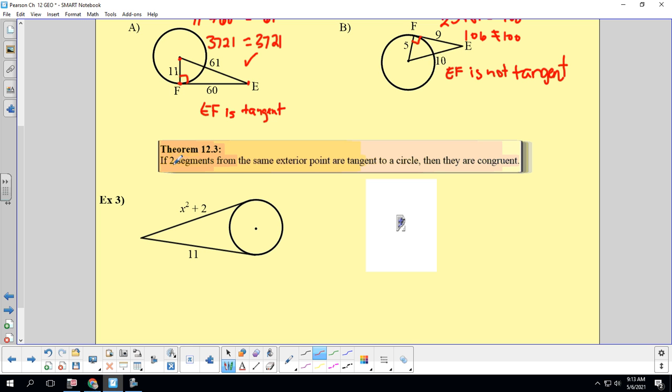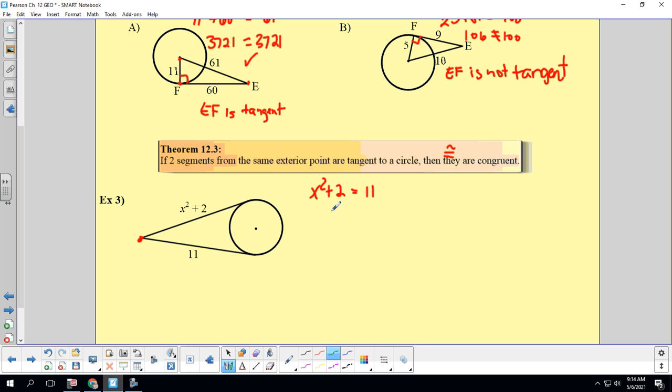Theorem 12.3 says if two segments from the same exterior point are tangent to the circle, then they are congruent. And let's see how that goes into effect here. So x squared plus 2 and 11 are these lengths. Because they originate from the same point and are tangent to this circle, using this theorem, they have to be equal. So we go x squared plus 2 has to equal 11.